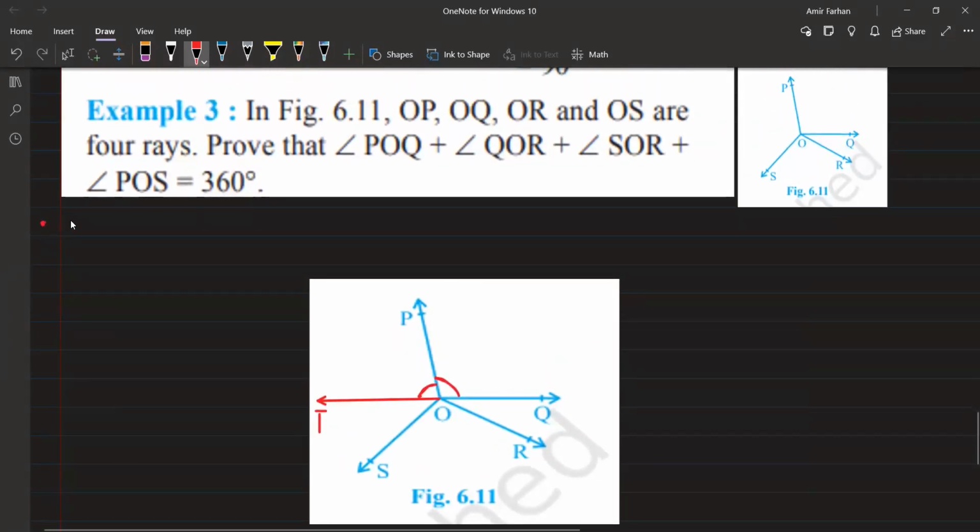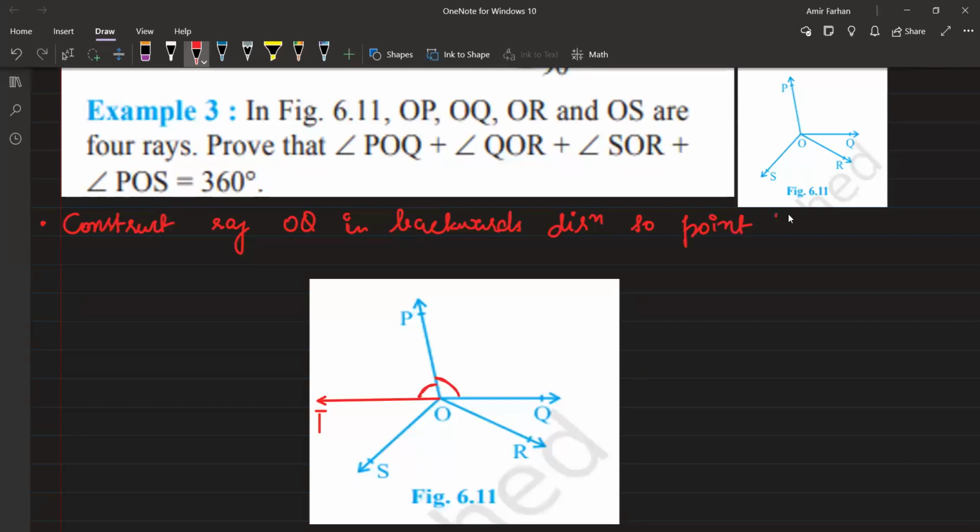First of all, what is given here? Nothing is given here. So what we have done is construct a ray OQ in the backward direction to point T. Clear? Very good. What we need to prove is this. To prove.